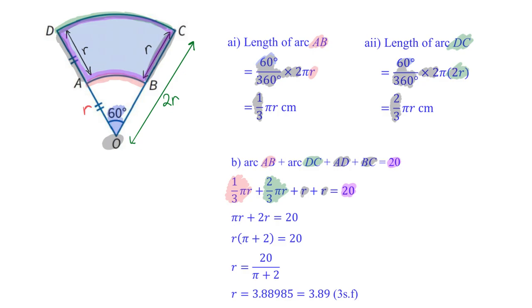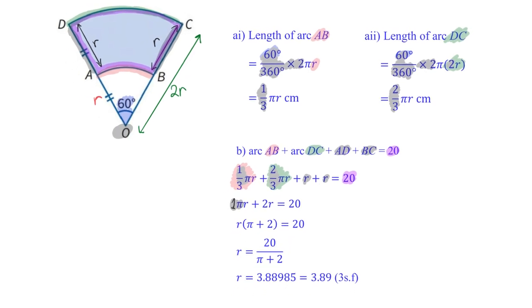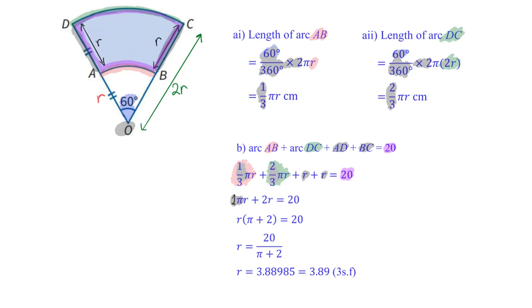Okay, so 1/3 pi plus 2/3 pi will give me 1 pi. So this one, if you don't already know, is 1 pi. R plus R is 2R, so I'm going to take out R as the common factor and divide by pi plus 2. So eventually you will get 3.89 when rounded off to 3 significant figures.